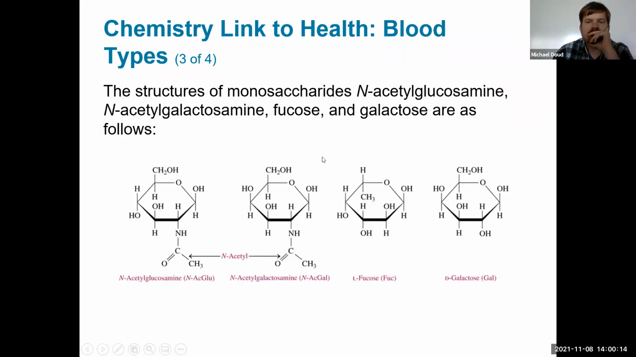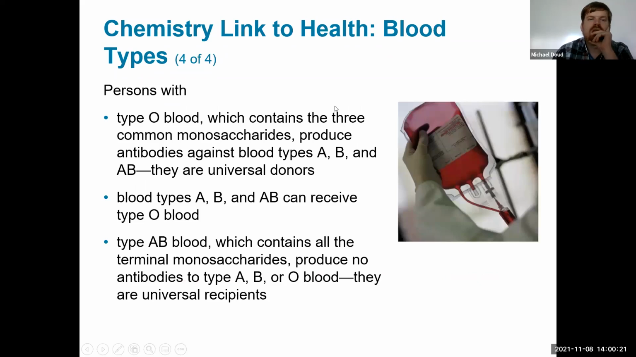Okay, so you don't need to memorize these structures, and you don't even need to put them in your notes. Just want to point out here the structures are different for each of them. Now, the way it is here is that type O blood, if they're given type A and type B or type AB blood, they will produce antibodies against it.